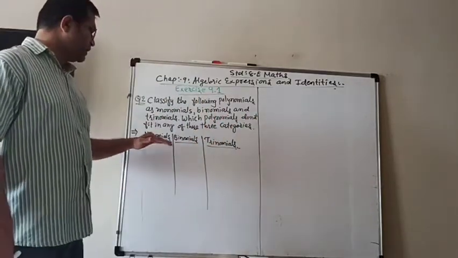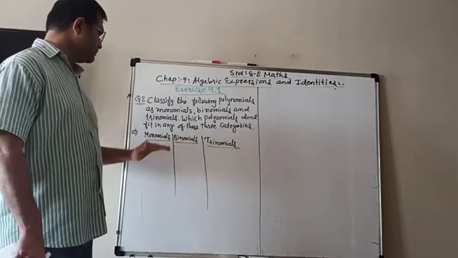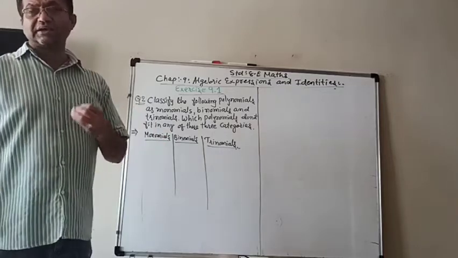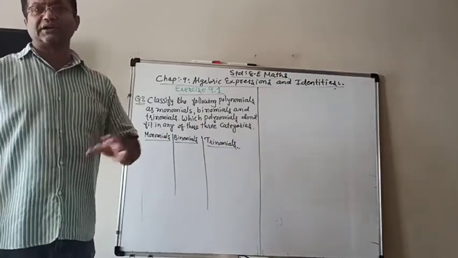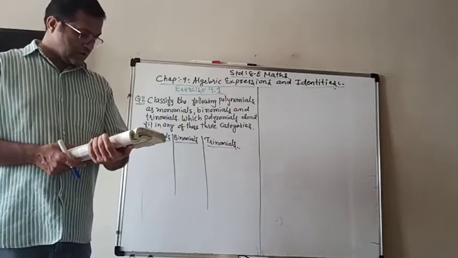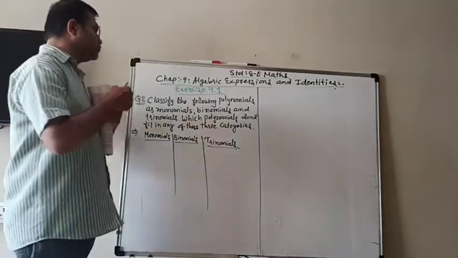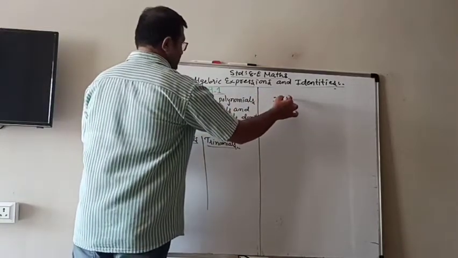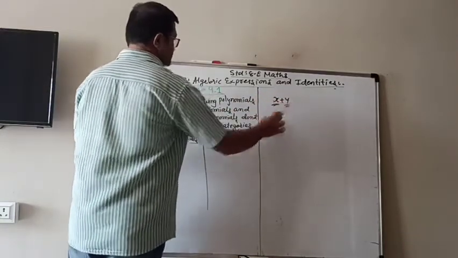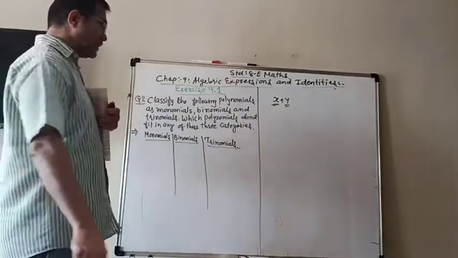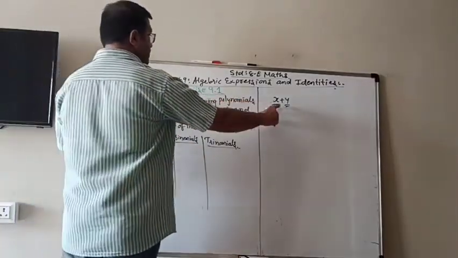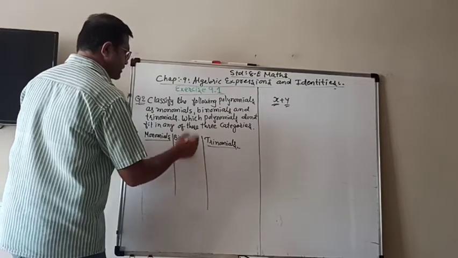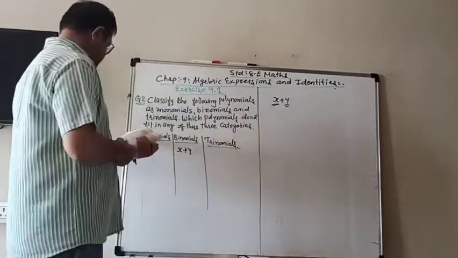So here we will check one by one which polynomials they are and write them down in the appropriate column. Here I already made 3 columns: monomials, binomials and trinomials. So one by one we will take and put in the appropriate box. So first one is x plus y. Now x plus y, how many terms are there? 2 terms, x and y. So it comes in the binomial. So we will write down here x plus y.